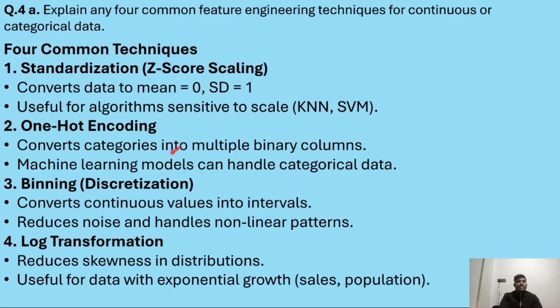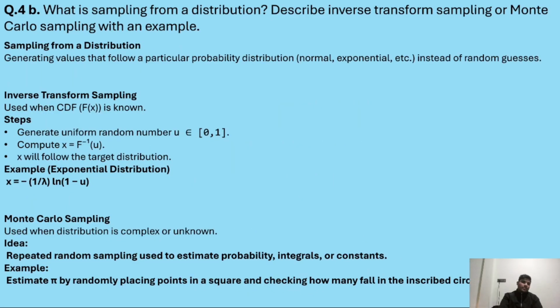One hot encoding converts categories into multiple binary columns, so machine learning models can handle categorical data. Binning or discretization converts continuous values into intervals, reduces noise, and handles non-linear patterns. Log transformation reduces skewness in distribution, useful for data with exponential growth, like sales and population.